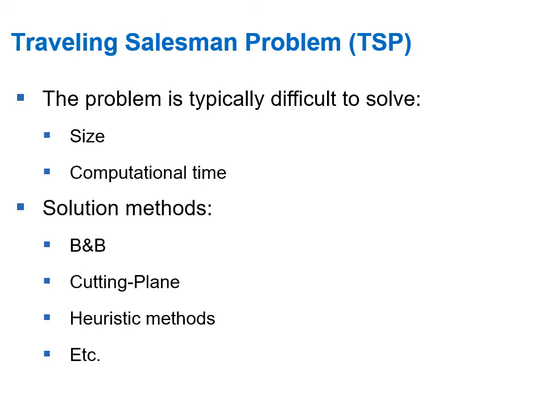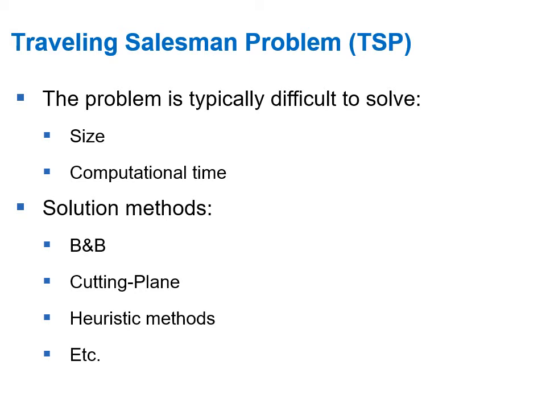We already learned about the branch and bound algorithm. We can use it to solve this because it's an optimization problem, and in the previous lecture we formulated this problem. So by using the branch and bound algorithm we can solve it. We can also utilize the cutting plane algorithm, and both the branch and bound and cutting plane algorithms are efficient.